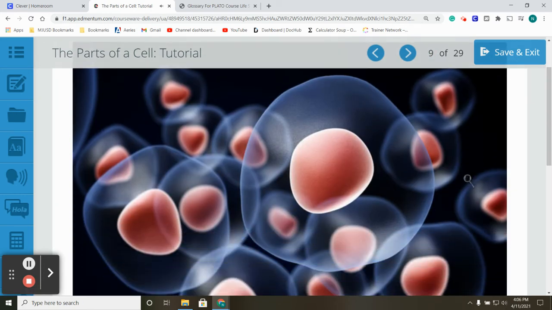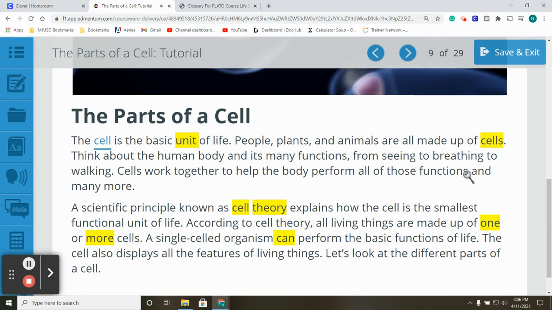The parts of a cell. The cell is the basic unit of life. People, plants, and animals are all made up of cells. Think about the human body and its many functions, from seeing to breathing to walking. Cells work together to help the body perform all of those functions and many more.